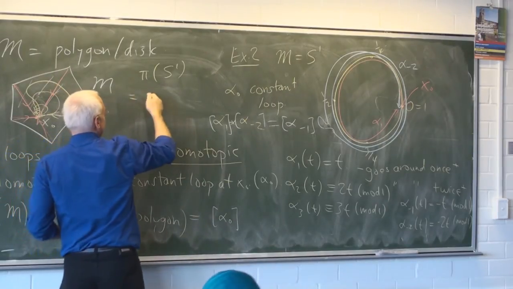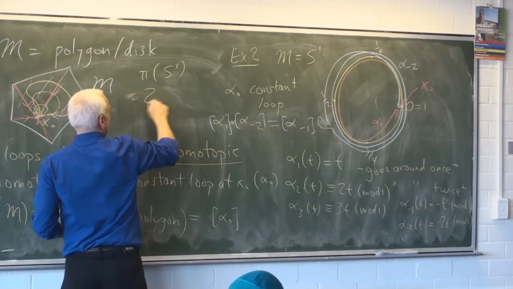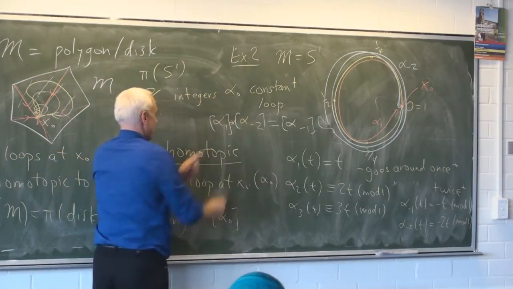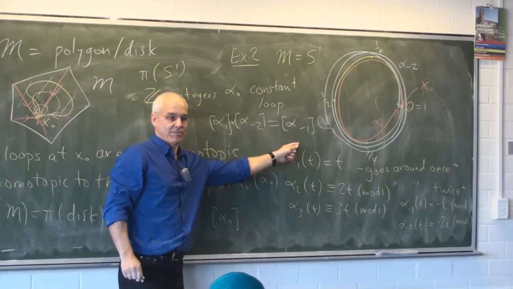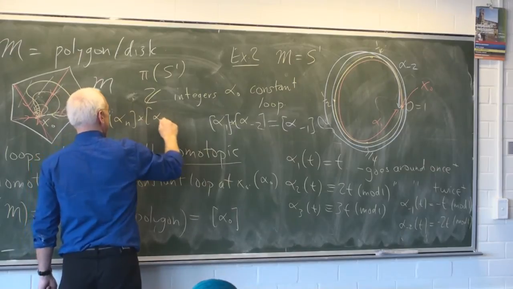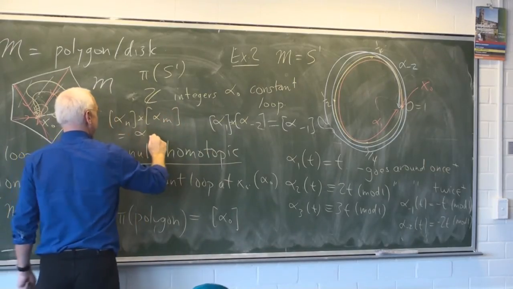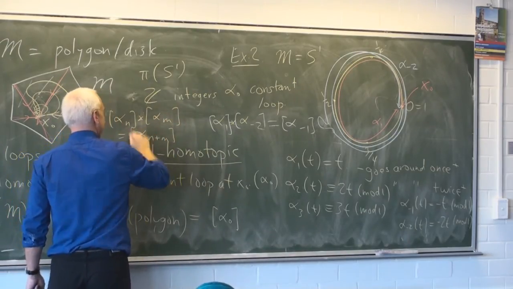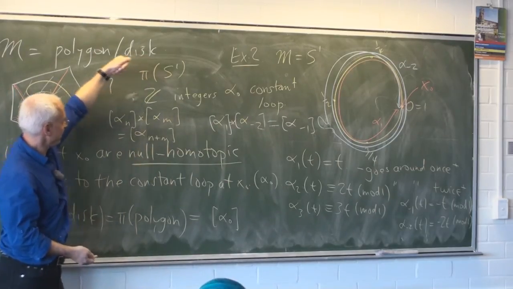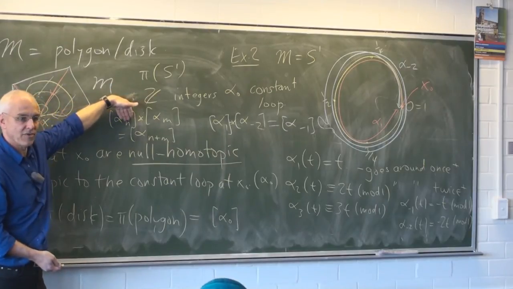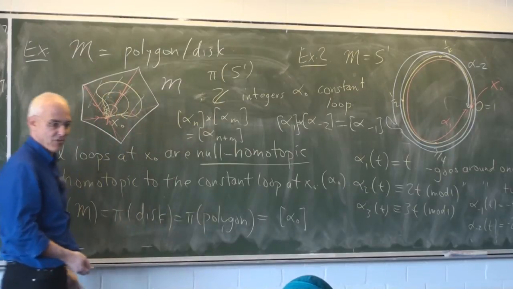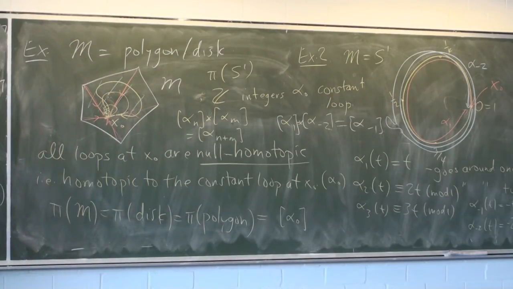It's really the same as the integers under addition, because we're just adding these components. So alpha n times alpha m equals alpha n plus m. That's the law that relates the fundamental group to the integers. Integers being these indices here that can range through any positive or negative integer values.